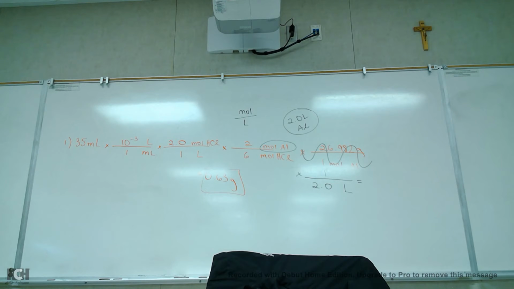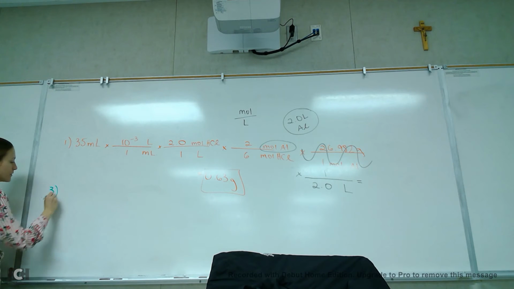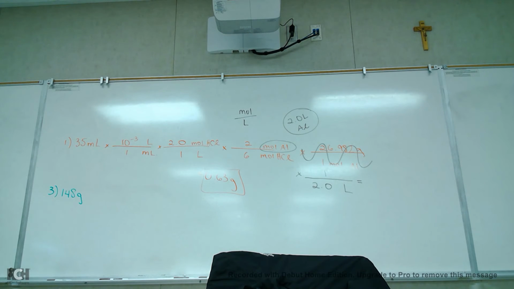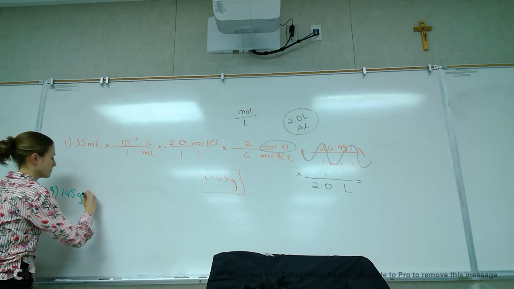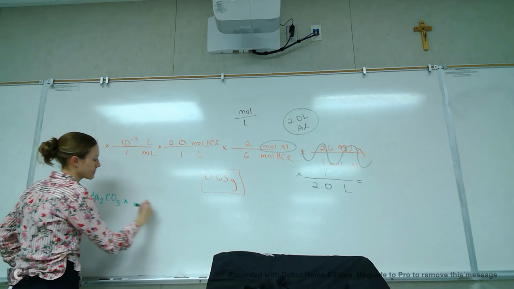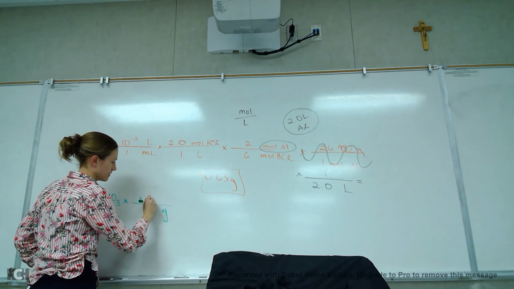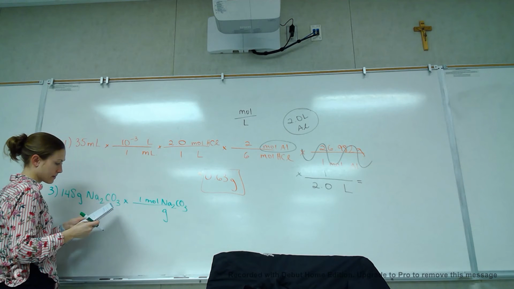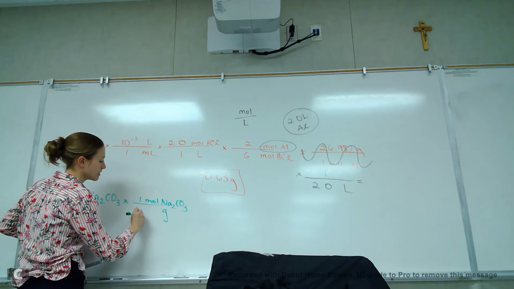How many liters of a 0.75 molar solution of calcium nitrate will be required to react with 148 grams of sodium carbonate? So what is my given for number 3? What do I start with? 148 grams. That is my given. Okay, so I need to go from grams of sodium carbonate to moles of sodium carbonate using my molar mass of sodium carbonate, which I got to be 105.99.